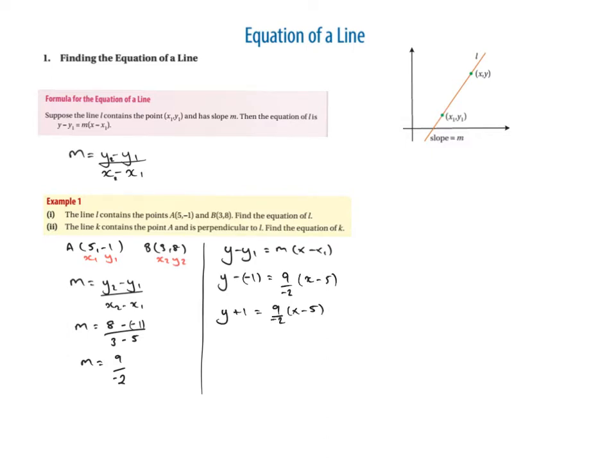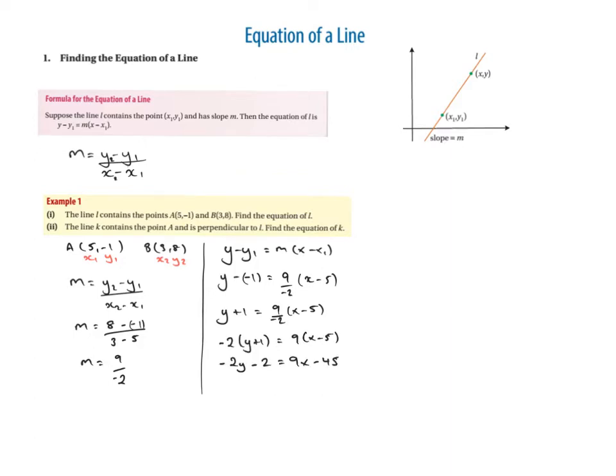Now it's easier here, guys, to multiply everything by this fractional bit on the bottom. You don't have to. It's just easy to do so. So I'm going to multiply everything by minus 2. If I do that, I get minus 2 multiplied by y plus 1 is equal to 9 times x minus 5 on the right hand side, which means getting the bracket out: minus 2 times y is minus 2y, minus 2 times 1 is minus 2, is equal to 9x minus 45.